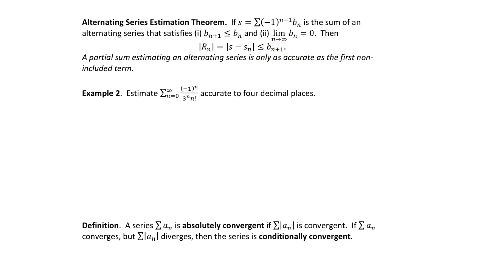So I really emphasize this. If you do a partial sum, the nth partial sum, how accurate am I? Well, I'm only as accurate as the first term I didn't include in my sum. Okay, so we're going to estimate this series accurate to 4 decimal places. And the series is -1 to the nth. This one's kind of funny because we're starting at n equals 0 this time, but it's -1 to the nth, so I know it's an alternating series.